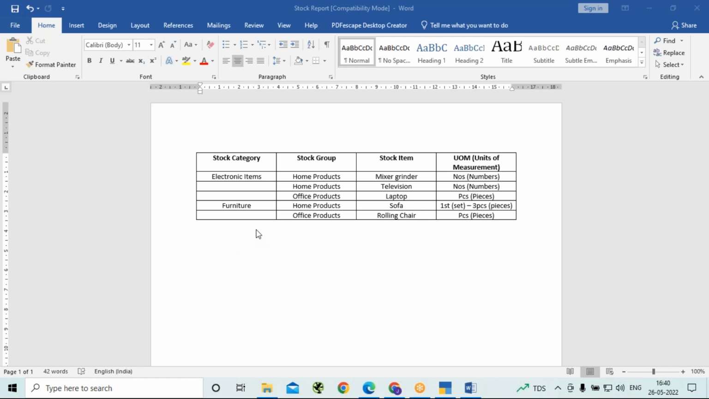So this is how you are going to define your stock report based on its behavior, based on its category, based on its classification. Okay, so now we will put all this information in Tally. How do we put this into Tally? With all this, I will also let you know.